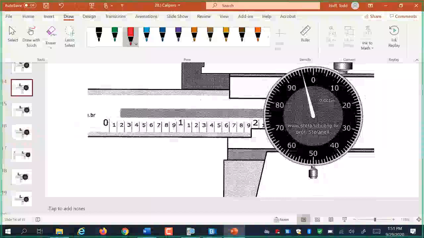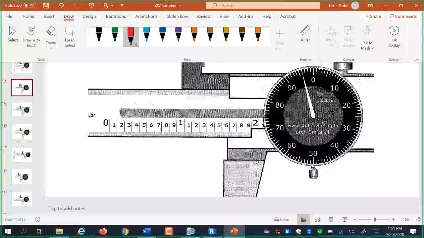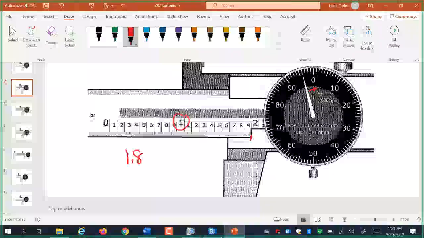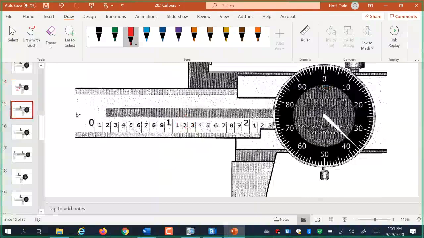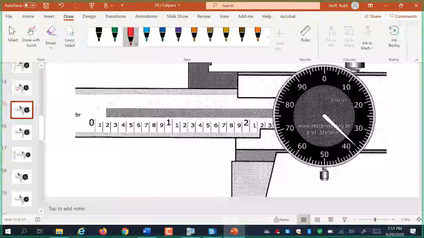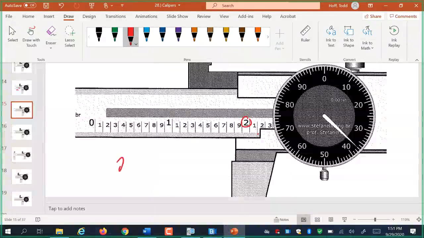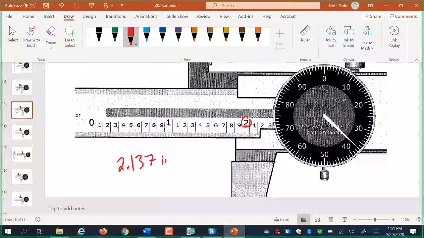How about this one? Well, this one is switched back to inches. This is 1 whole inch. We're not quite to the 9 because we're not quite back to 0. So this is 1.8, and that's 96 inches. Give you a shot at this one. So 2.1, 37, so 2.137 inches.